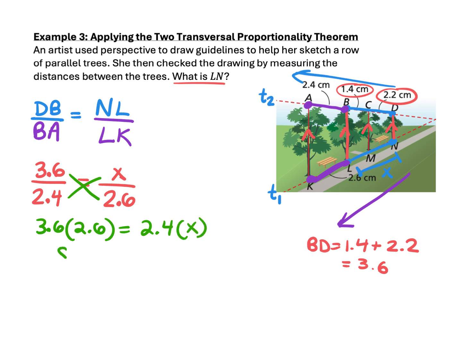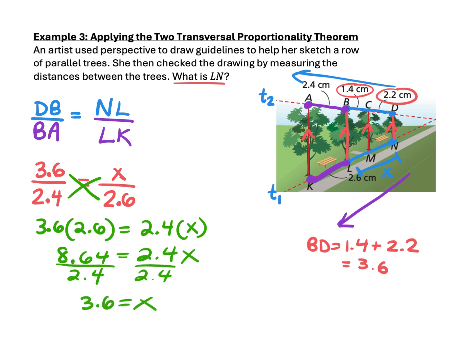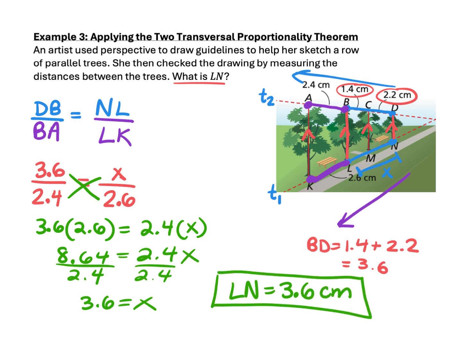Multiplying that out, you get 8.64 equals 2.4x. And then we'll just divide by 2.4 to get that x alone. And it ends up being exactly 3.6. So that is the length of LN. So LN equals, and then we're going to put a unit in there because all of our measurements are in centimeters. So the length of LN would be 3.6 centimeters.